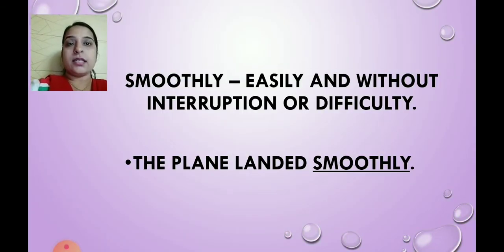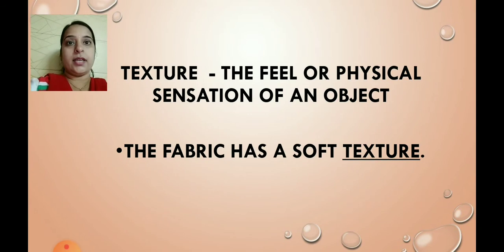Smoothly. Smoothly means easily and without interruption or difficulty. For example, the plane landed smoothly. Next word, texture. Texture means the feel or physical sensation of an object. Sentence on texture: The fabric has a soft texture.